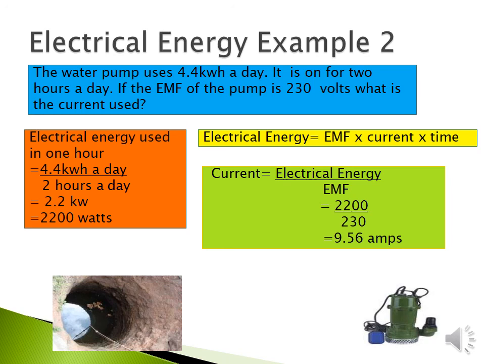Can be rewritten as 2200 watt. Electrical energy formula, we already know that electrical energy can be calculated as EMF into current into time. So on the basis of this formula, current should be calculated as electrical energy divided by EMF. Therefore, the electrical energy which we have calculated here, 2200, divided by 230. The answer should be 9.56 amperes.